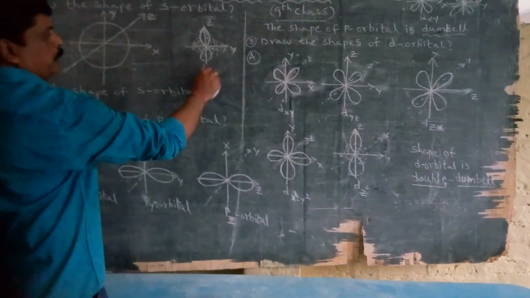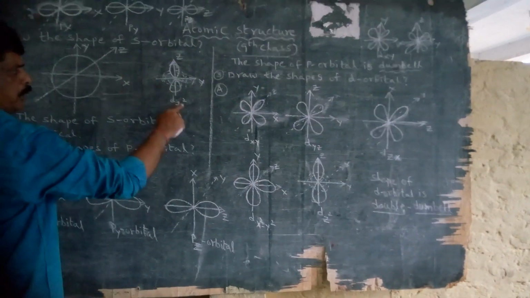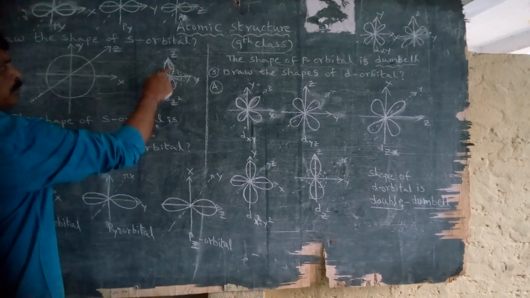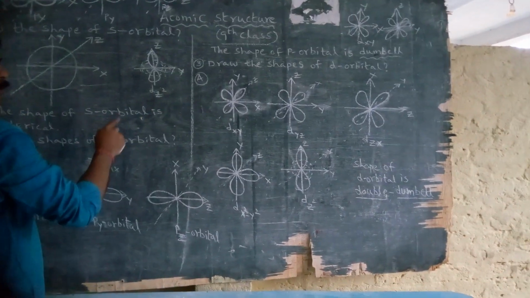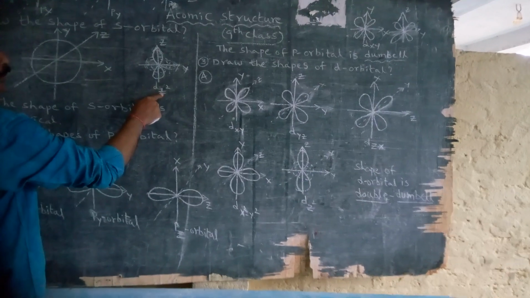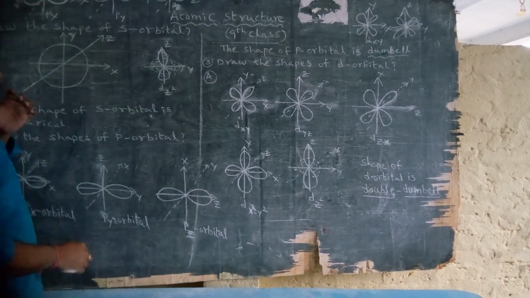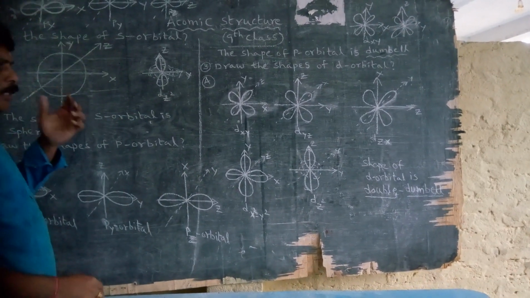So it is called dz square. Why is this z square? Because the dumbbell is on the z-axis, so it is called dz square. So there are 5 diagrams for the shapes of the d orbital. This diagram is for 5 marks.